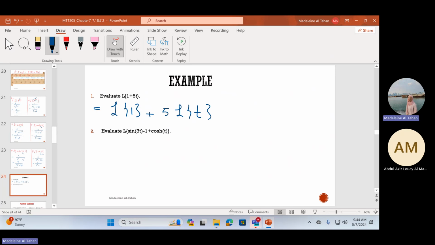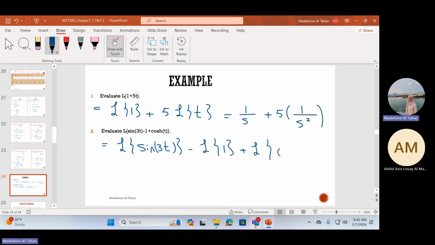Right, miss? What's Laplace of 1? 1 over s. And Laplace of t power n means that n factorial over s power n plus 1. Is it clear, miss? Abdurrahman? Clear? The second one, it is Laplace of sine 3t minus Laplace of 1 plus Laplace of cosine.